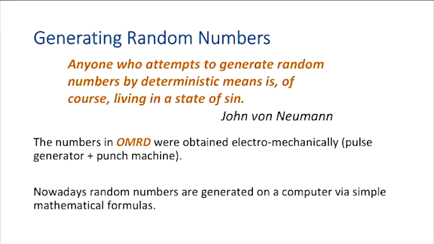All right, so now we're going to look at how we generate random numbers. And here's a good quote from John von Neumann: anyone who attempts to generate random numbers by deterministic means is, of course, living in a state of sin. The numbers in 1 million random digits were actually obtained electromechanically. But nowadays if you want to generate numbers, you use a very simple mathematical formula or algorithm. And I'll show you in a moment the gist of this algorithm.